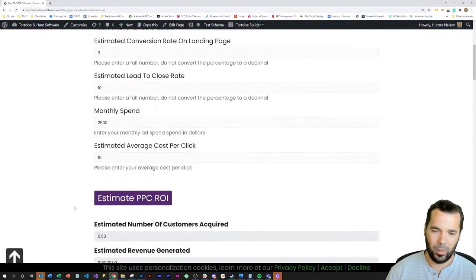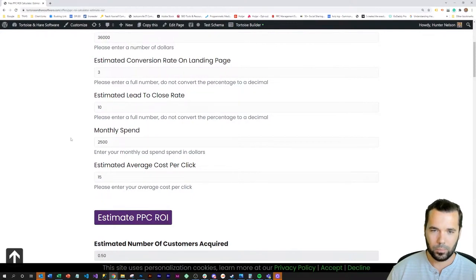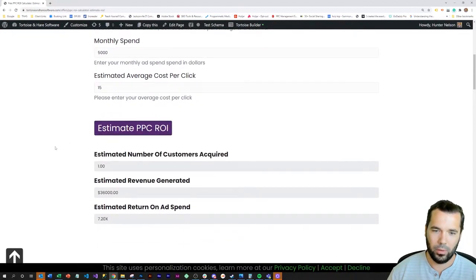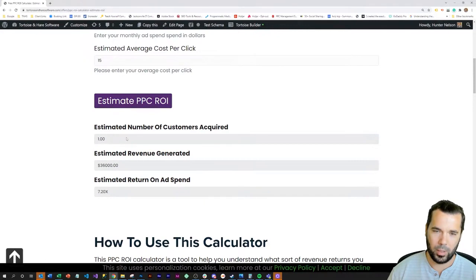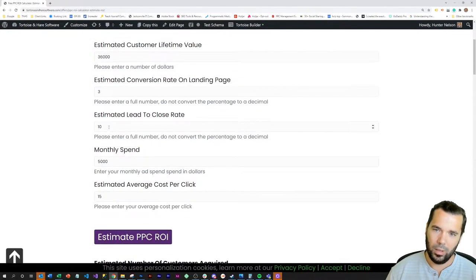spend. So you can tweak the numbers and run some simulations on what your potential ROI and inputs might be on your campaigns. So let's say we bumped up the monthly spend to $5,000 a month. That would get us an estimate of one full customer per month, and estimated revenue $36,000, and 7.2 return on ad spend.